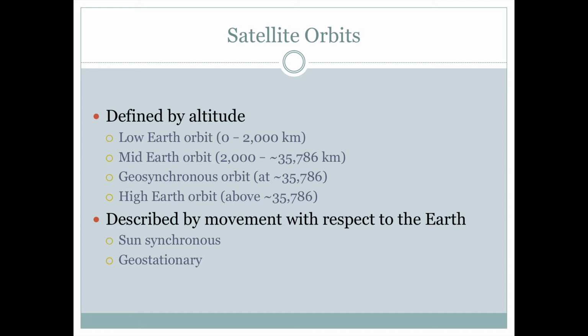So that's one way to describe them, just by how high up above the surface of the Earth the satellites are. Maybe a more useful way, as far as understanding how the images piece together or what they look like, is to describe the orbits as either sun synchronous or geostationary. And I'll talk about what both of those mean.